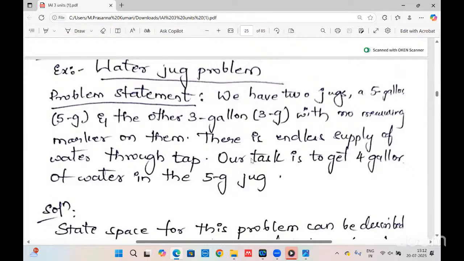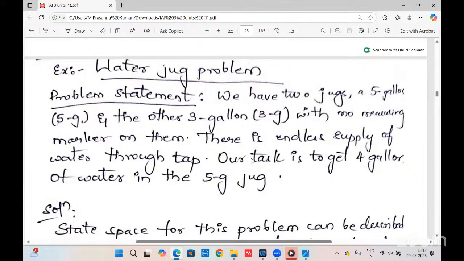There are 2 jugs. One is 5 liters, another one is 3 liters. Our task and objective is to fill this 5 liters jug with exactly 4 liters of water. He is not telling us to fill 3 liters in the 3 liters jug. Why? Because it fills only 3 liters. His objective is to fill 4 liters in the jug.